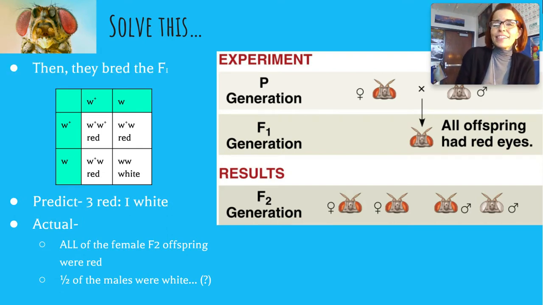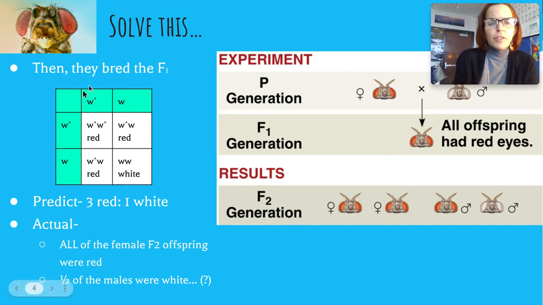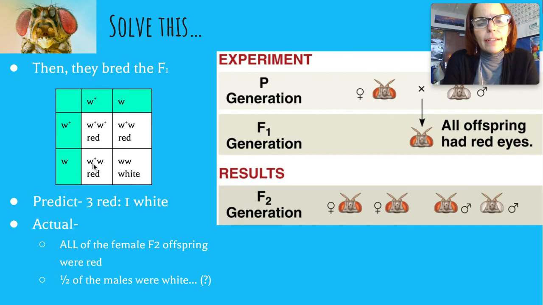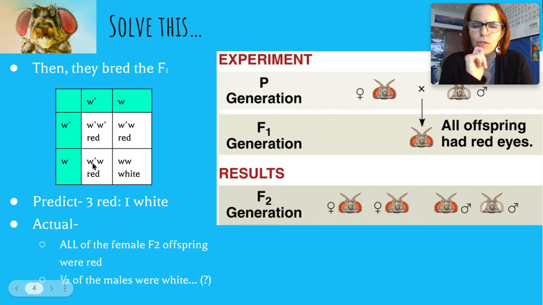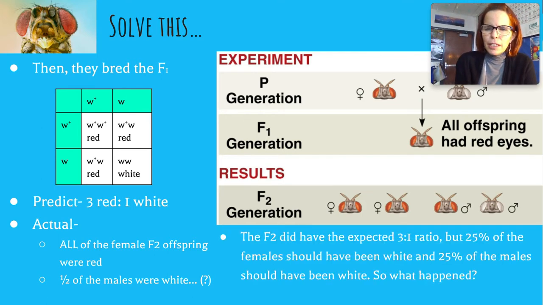But then things got interesting. So then they took the F1 generation and they bred them. The F1s are the ones that are all heterozygotes. So here's one parent that's a heterozygote. We took a female heterozygote here, and we've got a male heterozygote here. And so we predict that 3 out of every 4 will have red eyes and 1 out of every 4 will have white eyes. So that's our prediction. What he actually got was super surprising. All of the females in the F2 generation, so look at the results on that diagram, all of them were red. And half of the males were red and half of the males were white. That's not exactly what he had predicted.